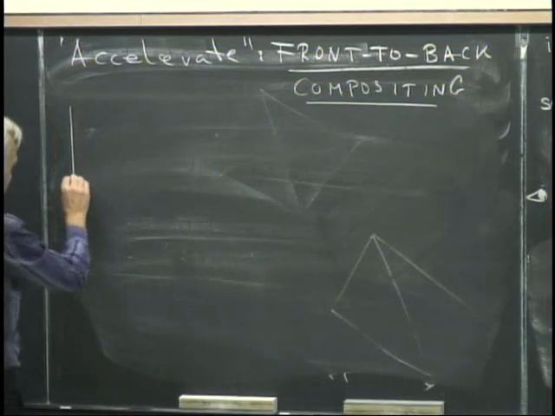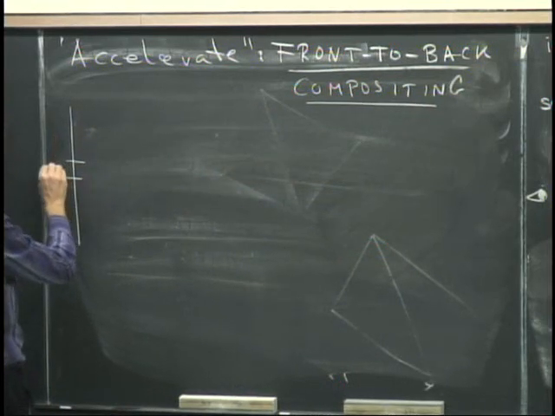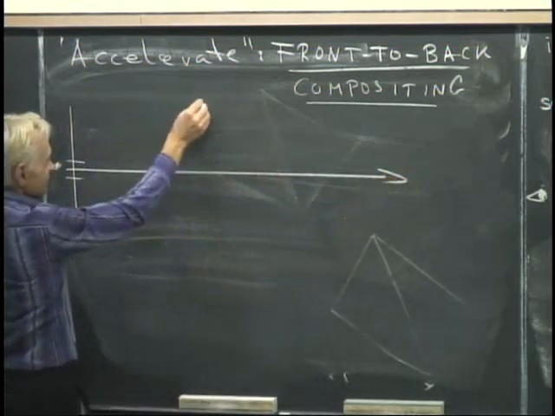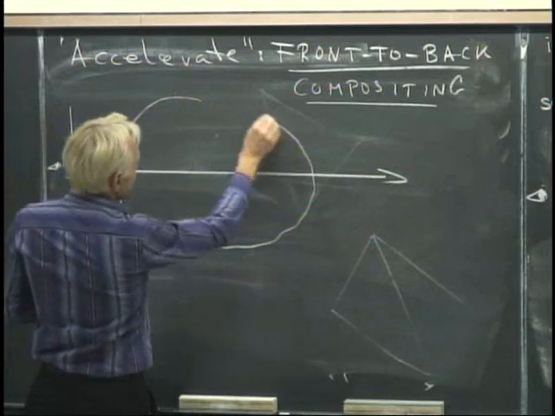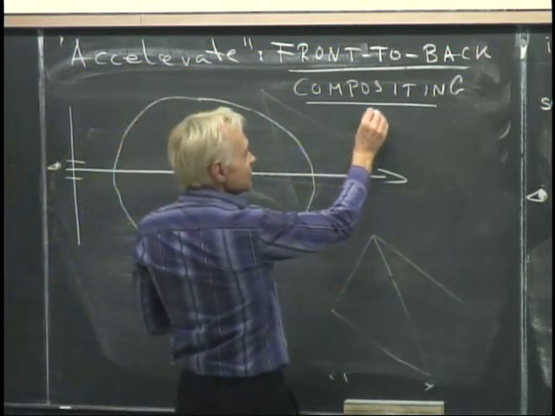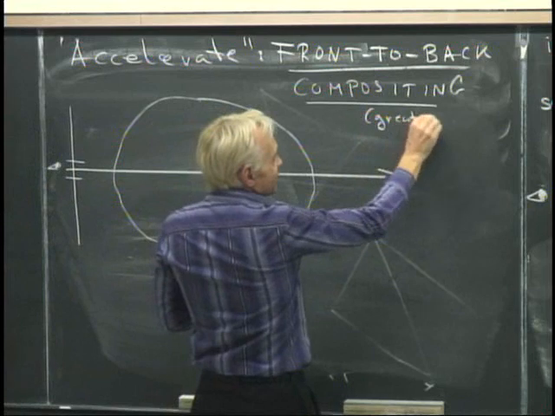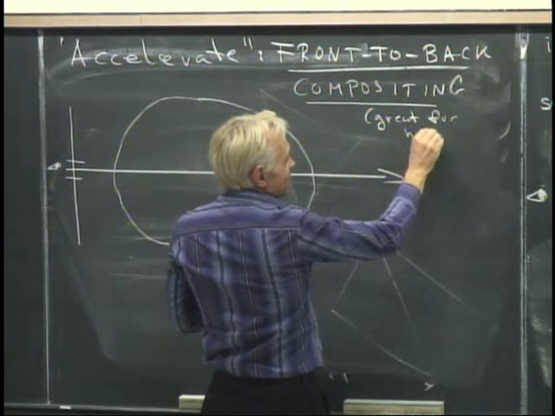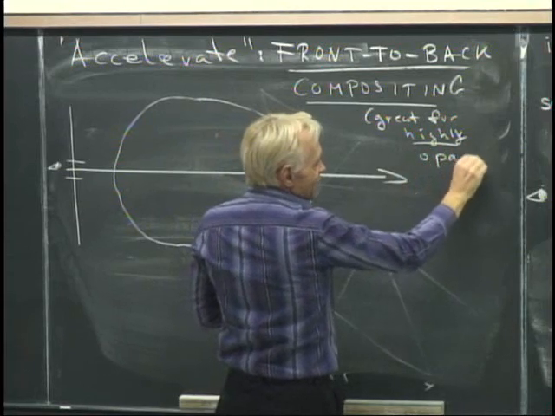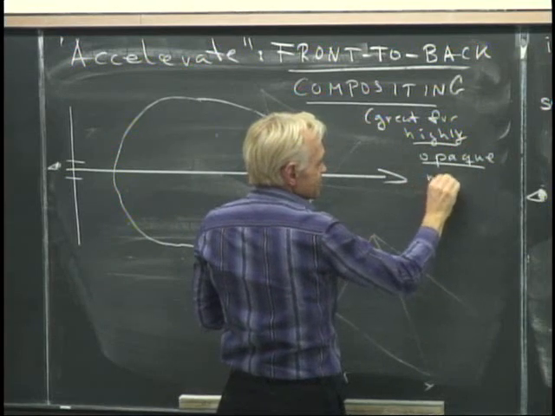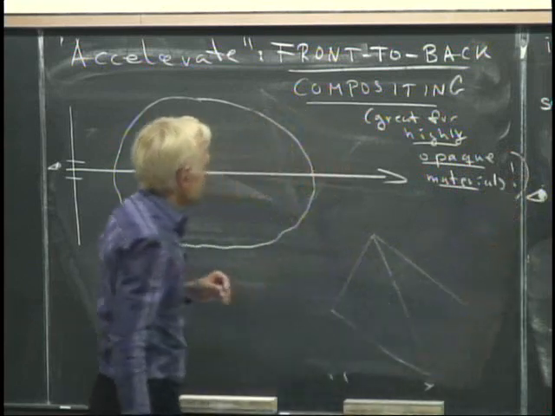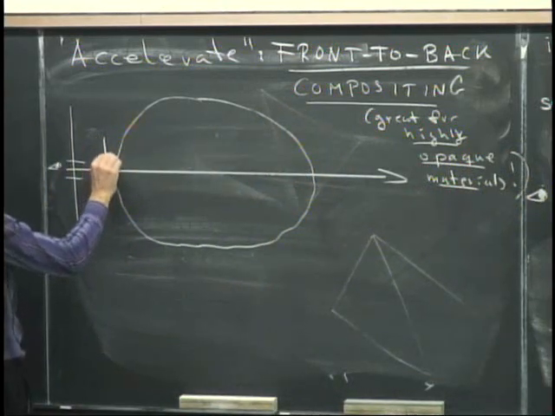So let me also try to derive that. So again, we have one pixel viewers here, rays going in, and again we have our bubble of highly opaque material. Right. It's good for highly opaque material. Great for highly opaque materials. All right, so we do the same thing. We only want to know the color here, Cn.